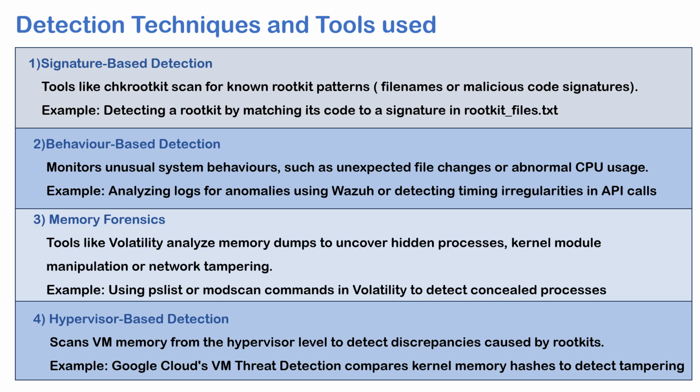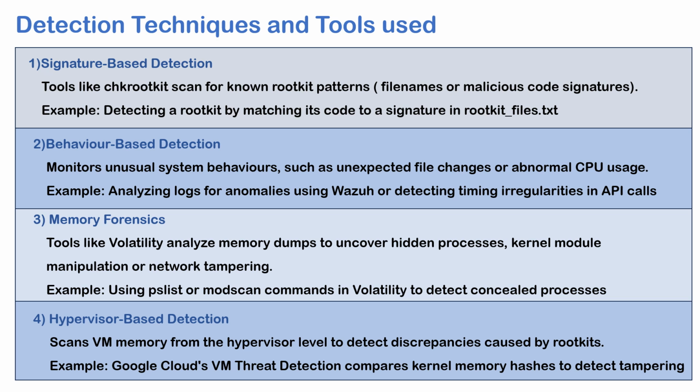Detection techniques and tools used. Despite their stealth, there is always a way to detect rootkits. Signature-based tools like chkrootkit search for known file names or memory patterns. Behavior-based detection analyzes changes in system behavior, unusual CPU spikes, log anomalies, or unauthorized file changes. Memory forensics, using tools like Volatility, can uncover hidden processes, network tampering, or kernel manipulation.